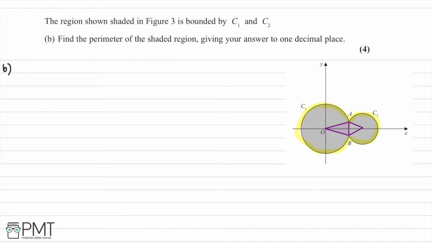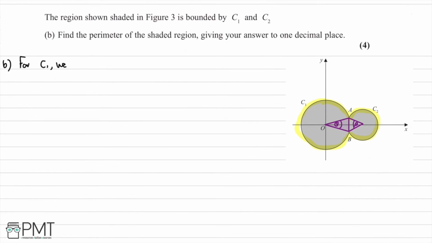So first of all, we're going to have a look at C1. For C1, we know that the angle theta, so we'll just label this as theta here, and then we have denoted the angle in here as beta. So we'll just annotate that a little bit better just to make sure we can all understand it. So that is beta and that is theta.